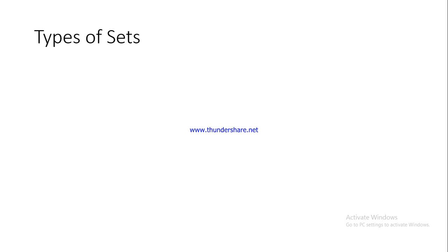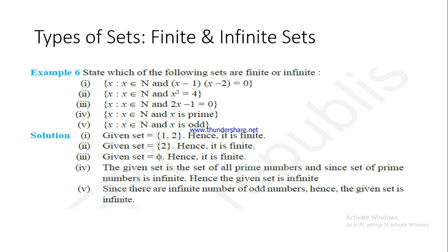Now let us discuss one more important type of sets, which is the empty, null or void set. Just now you would remember in the third example I discussed this particular type of set which is a null or a void set, and I told you to have a look here. Solution number three, given set is equal to, I told you this is called phi. Now given set is equal to phi.